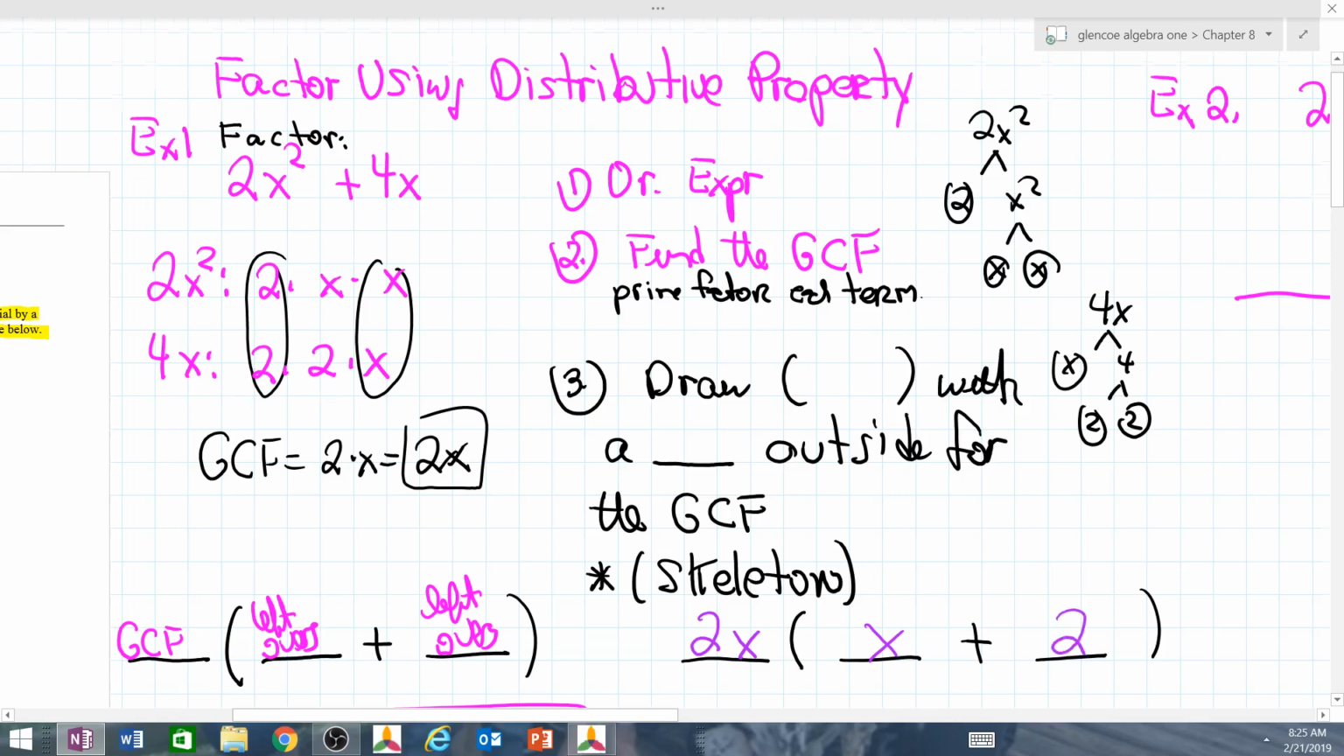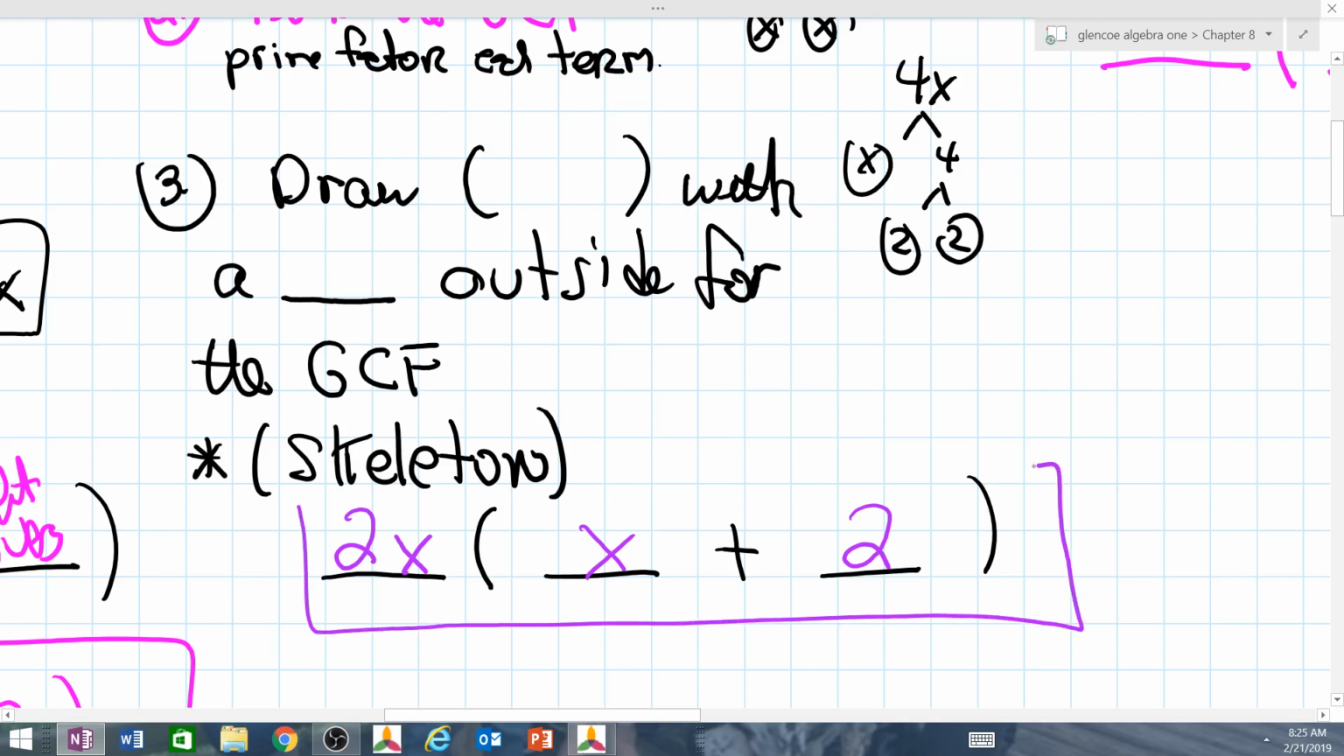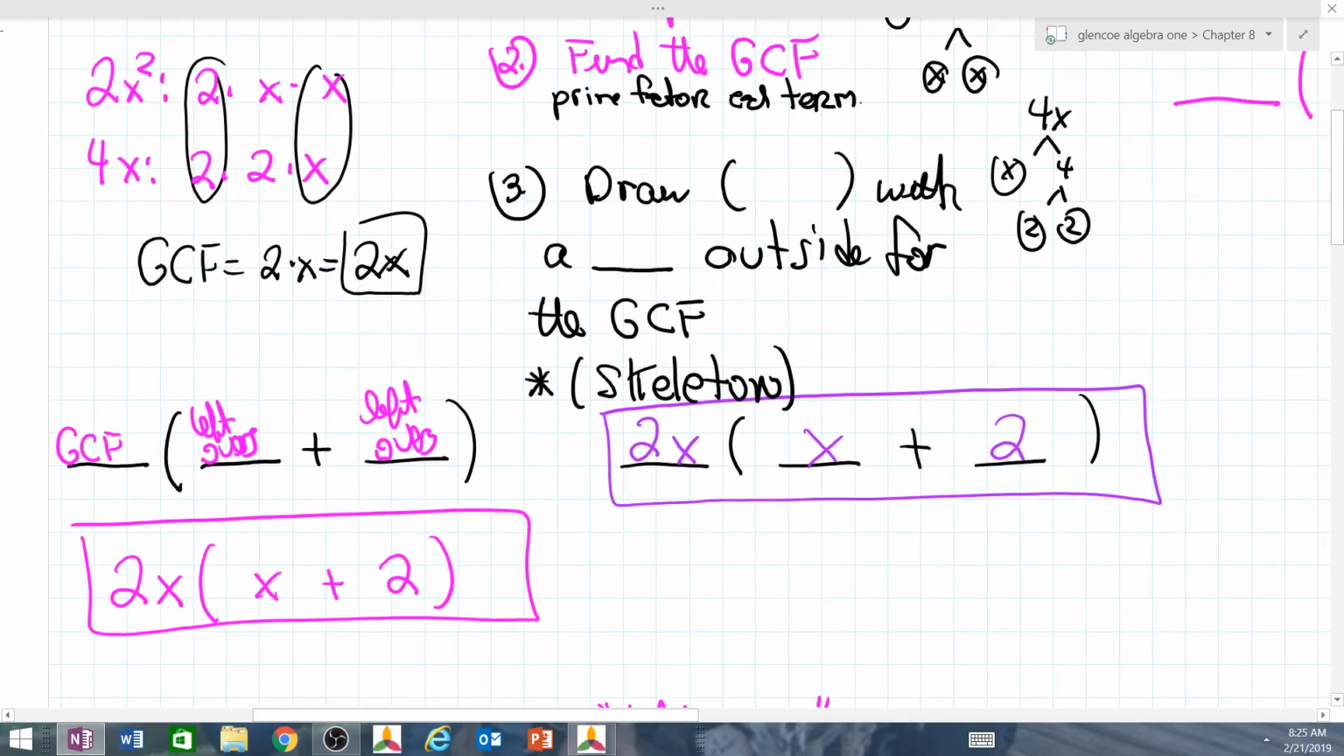Now when you get to this point right here, which is what is inside of the parentheses, they should have nothing in common but the number 1. They should share no other factors. That's how you know you have factored it completely. This right here, guys, is your answer. 2x times the quantity x plus 2.